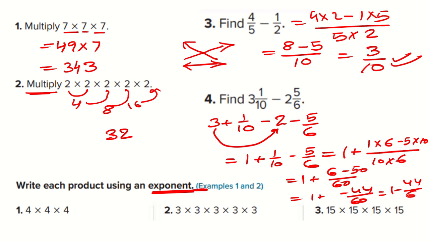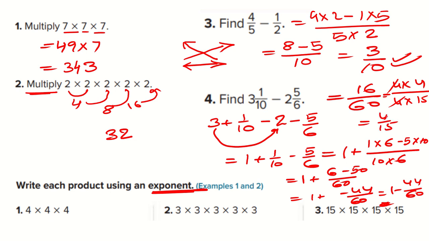Now take the LCM and multiply this. So 60 I am writing here. 60 minus 44 is equal to 16 over 60. But you can see this is not in the simplest form. So what you can do here, 16 can be written as 4 multiply 4 and 60 can be written as 4 multiply 15. 4 and 4 cancel. So 4 over 15 will be the answer.